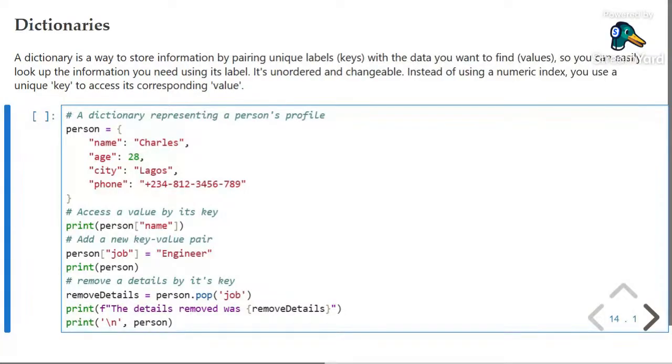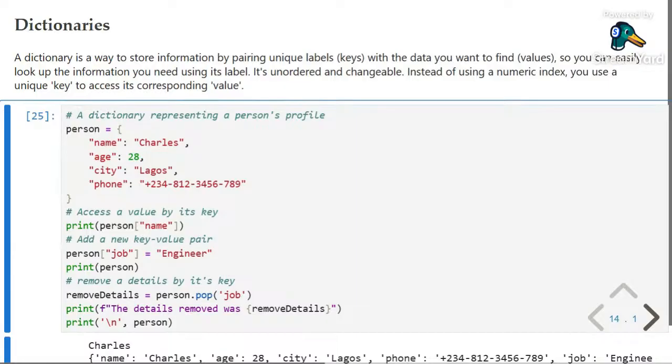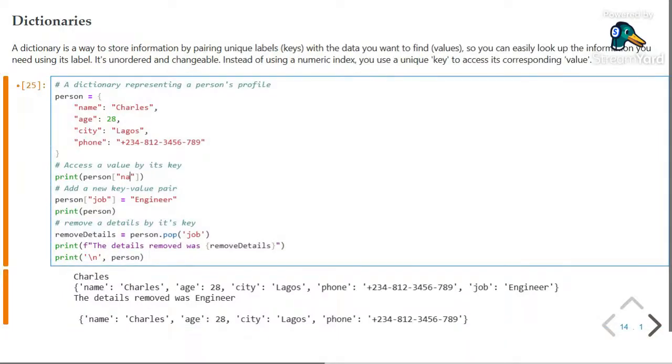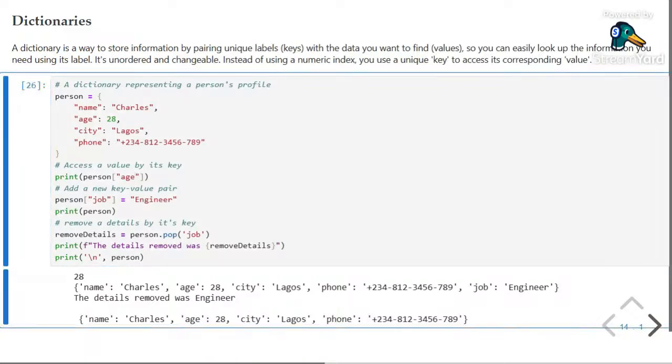Okay. So you can see the first print here. What did the first print do? The first print got the value for the key. Let's change the key and see what it will get. Age. Let's run it. It got 28.